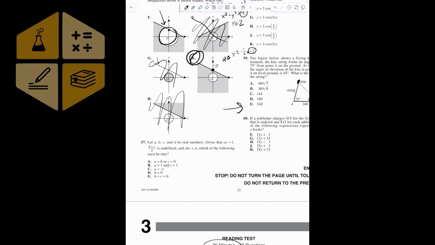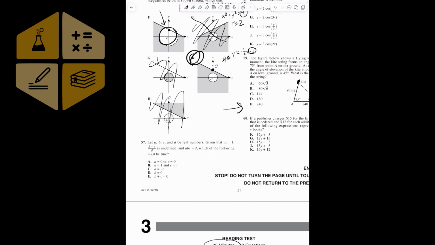57. Let A, B, C, and D be real numbers. Given that AC equals 1, (B plus C) over D is undefined, and ABC equals D, which of the following must be true? Okay, the first clue that we have in this question, well, there's lots of clues. Obviously, there's 3 of them.